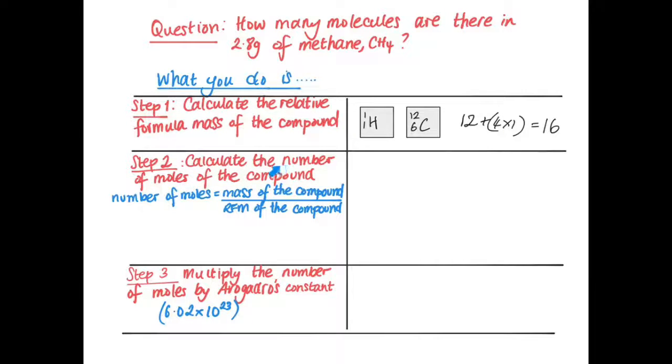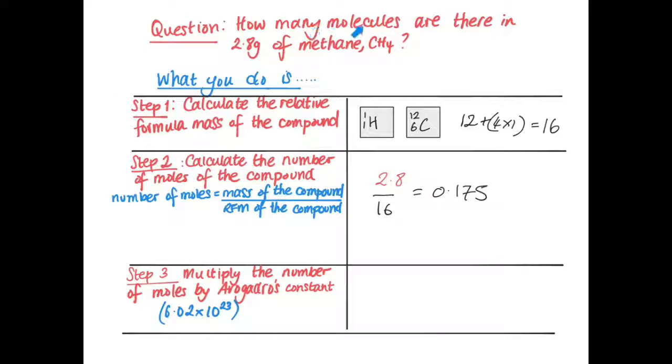Step 2. Calculate the number of moles of the compound. So the equation that you need to use to calculate the number of moles is the mass of the compound, which you'll be given in the question, divided by the relative formula mass of the compound. So the mass of the compound is 2.8, because the question says we have 2.8 grams. And the relative formula mass of the compound is what we worked out there, which is 16, divided by 16. And 2.8 divided by 16 equals 0.175.